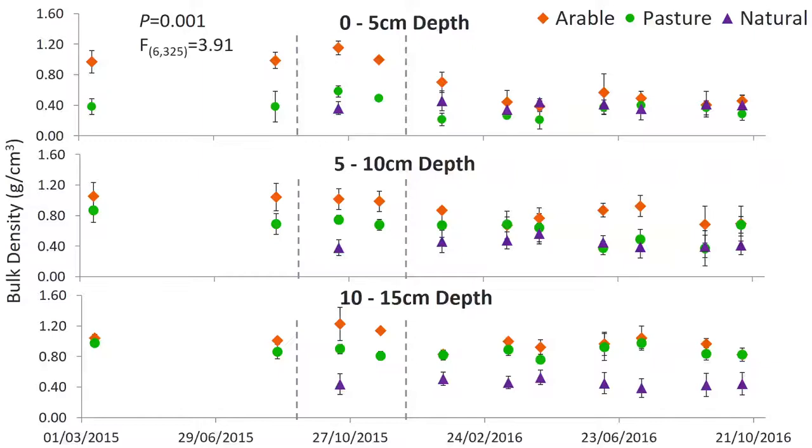However, at the bottom depths, 10 to 15 centimeters, our realigned site is barely changing its bulk density and not matching natural conditions. This can be attributed to the fact that on the top layer, we have sediment deposition that is affecting it, so we have a different sediment that we are sampling.